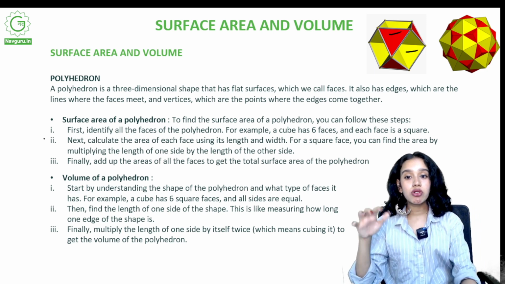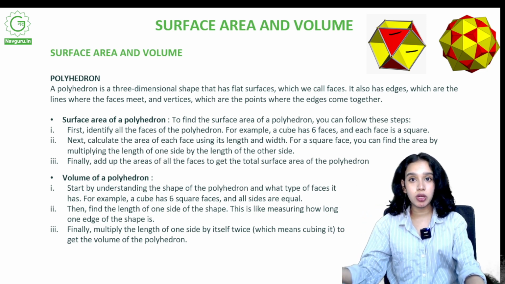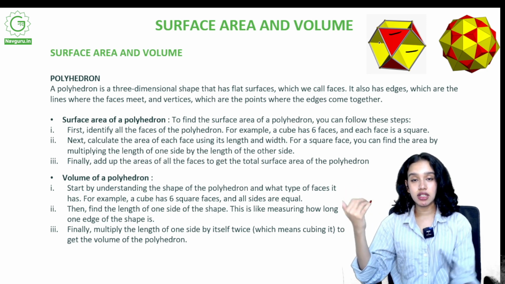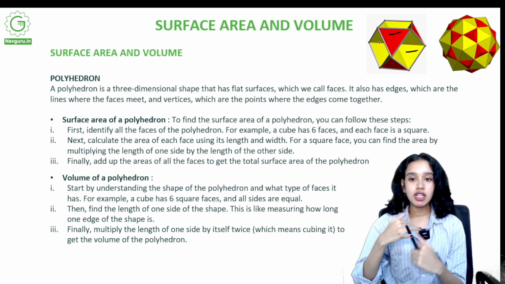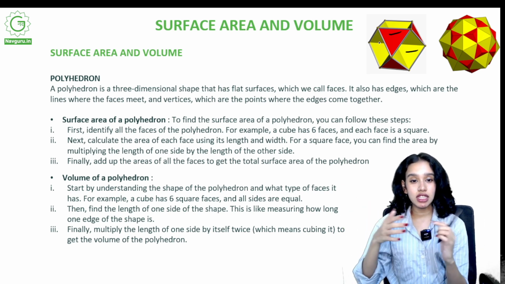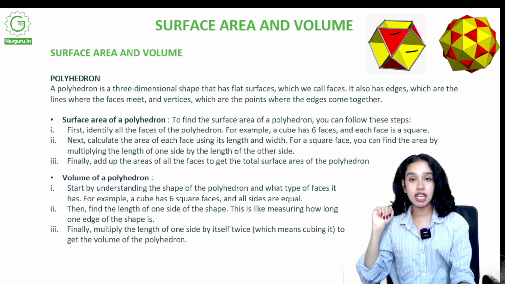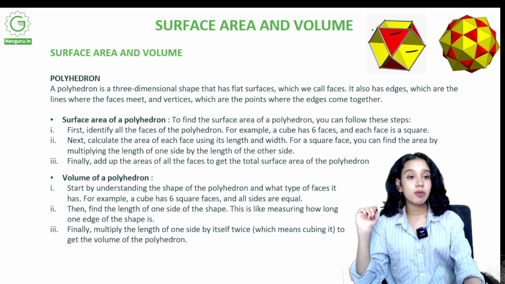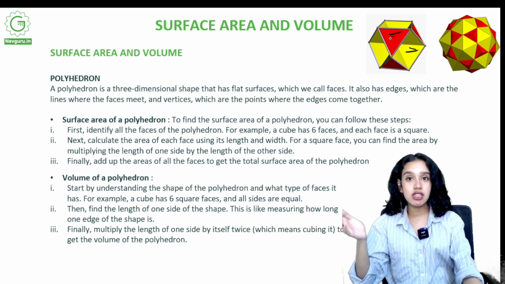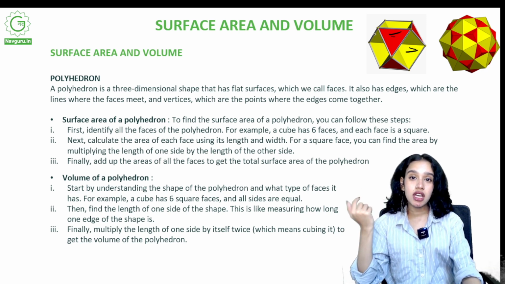So, how do we find the surface area of a polyhedron? We first identify all the faces. We identify how many faces there are for the polyhedron, and we see which shapes they are, like triangle, rectangle, circle or anything, right? Next, calculate the area of each face using its length and width. For a square face, you can find the area by multiplying the length of one side by the length of the other side. So, basically, you find the area of each face of a polyhedron, and then you add up all these areas to find the total surface area of the polyhedron.